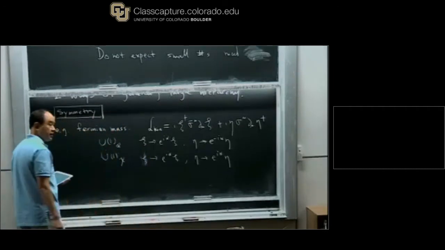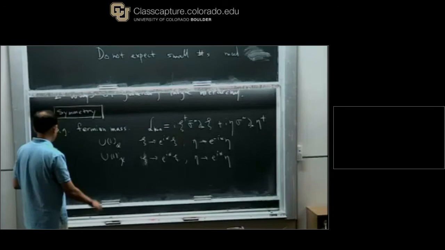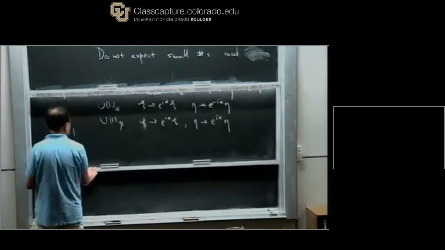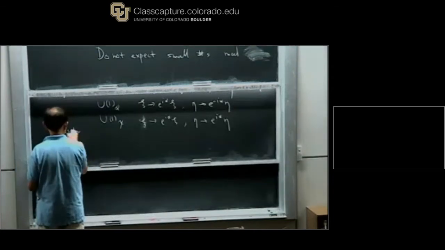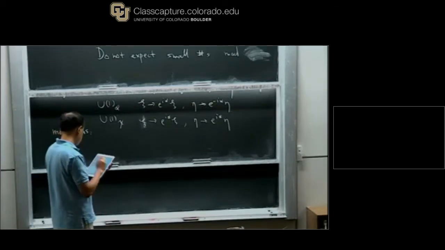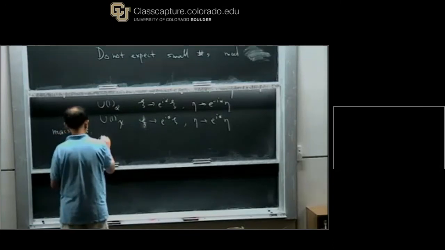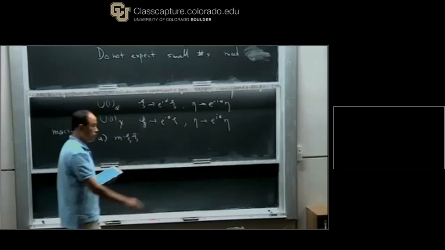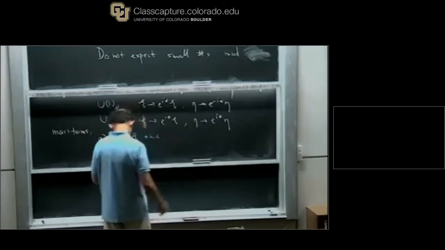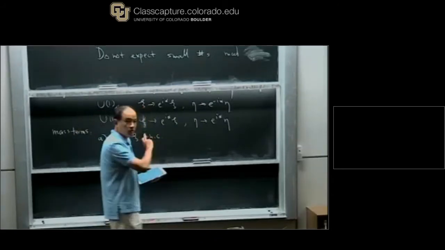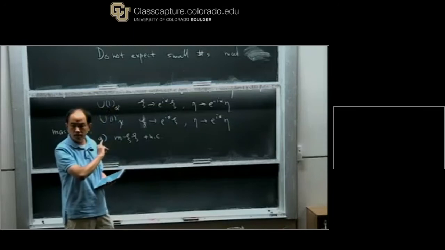Now imagine I start to add mass terms. One possibility is that I just add a mass term like this, plus Hermitian conjugate. And this breaks both of those U1s.